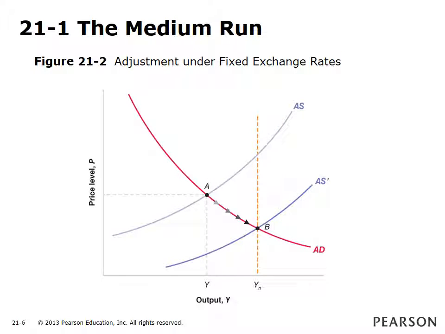Figure 21-2 shows self-adjustment of the economy in the medium run under fixed exchange rates. Since actual output is less than potential output in the short run, the actual price level will be lower than the expected price level. This will cause the expected price level to be lowered, causing the AS curve to shift down to AS prime. The actual price level will start to fall. As the price level falls, it will cause the real exchange rate to fall and output to increase. The economy will move from point A to B along the AD curve till output reaches the natural level. However, this process may take a long time.